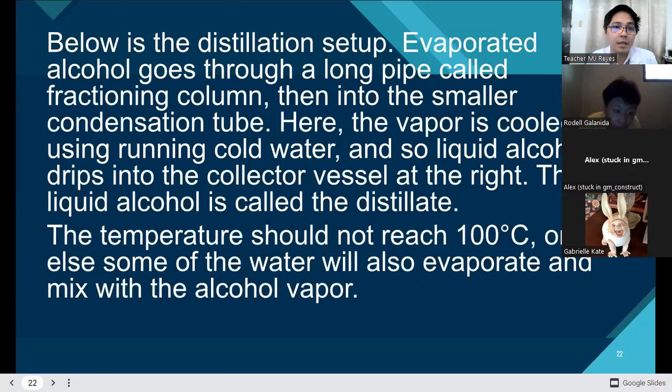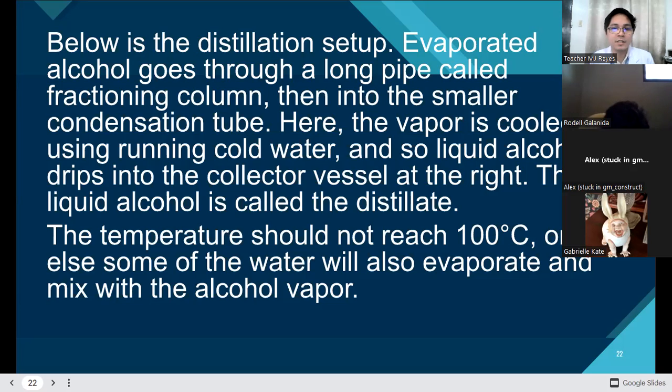Below is the distillation setup. Evaporated alcohol goes to the long pipe called the fractionating column and into the smaller condensation tube. Here, the vapor is cooled using running cold water, and the liquid alcohol drips into the collector vessel to the right. The liquid alcohol is called distillate. The temperature should not reach 100 degrees Celsius, or else water will also evaporate and mix with the alcohol vapor.